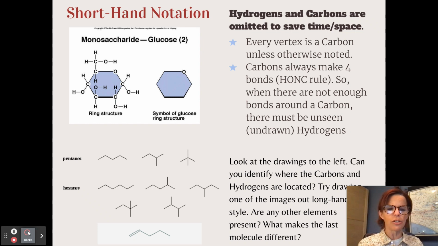Pause this video if you need to. Try drawing one of the images out longhand style. Try drawing any of them, it doesn't matter, but where you've just got the lines, instead of just having an empty vertex, put a C there, put a carbon there, and then put the hydrogens that go around it. Just practice that. See if you can show the longhand version that looks like this and the shorthand version that looks like that.